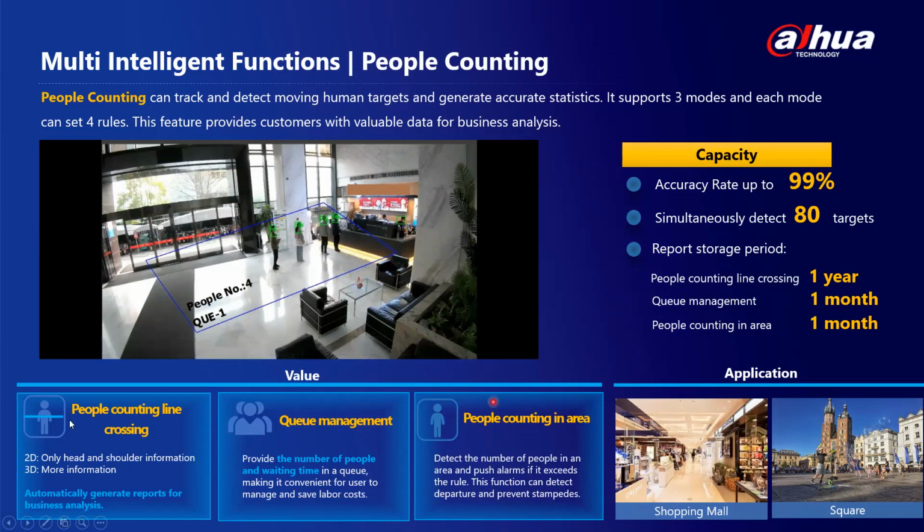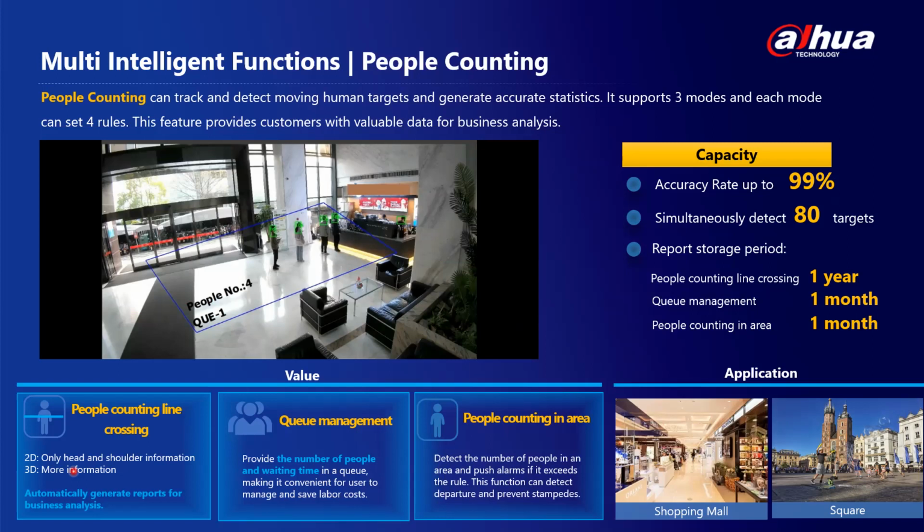So at the bottom here, we have some other functions, for example, people counting line crossing. This can either use the 3D feature or the 2D feature. With the 2D, only the head and the shoulder information will be captured. 3D captures the entire information on that particular individual crossing that particular line. We have the queue management, which provides the number of people and waiting time in queue, making it convenient for users to manage and save on labor cost.